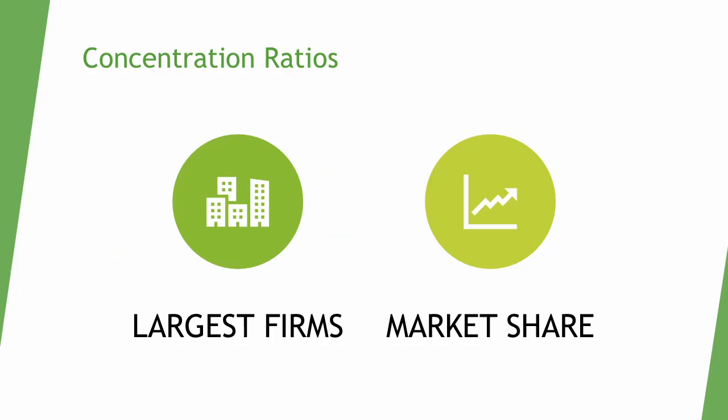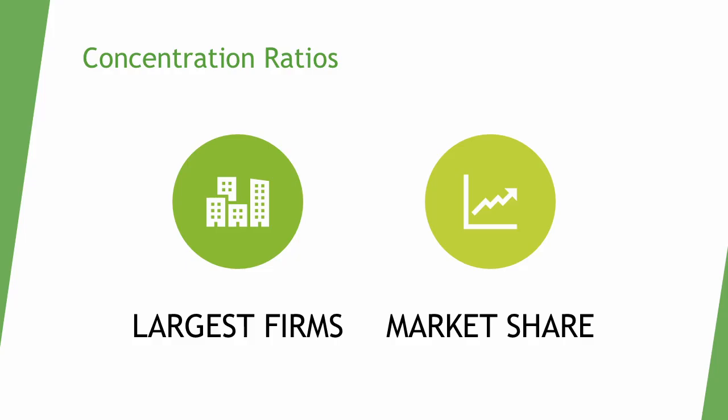Concentration ratios are measures that show the percentage of total market share held by the largest firms in a market. Concentration ratios are calculated by adding together the market shares of the largest firms in a market. The concentration ratio of a monopoly is 100% as a single firm controls the entire market.